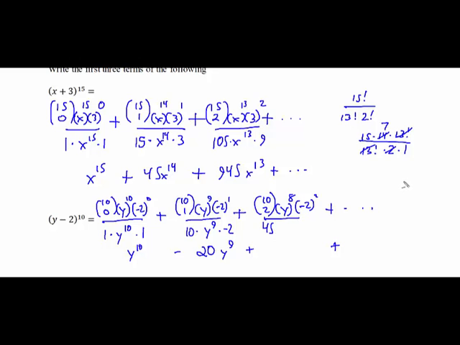Again, I can quickly type that in, or I could go 10 factorial divided by 8 factorial times 2 factorial. And if you want to see that written out, this would be 10 times 9 times 8 factorial divided by 8 factorial times 2 times 1. So those simplify. This makes a 5. 5 times 9 is 45. Times y to the 8th, and then negative 2 to the 2nd power, which is 4. 4 times 45 is 180 times y to the 8th power plus dot, dot, dot. It just goes on and on.